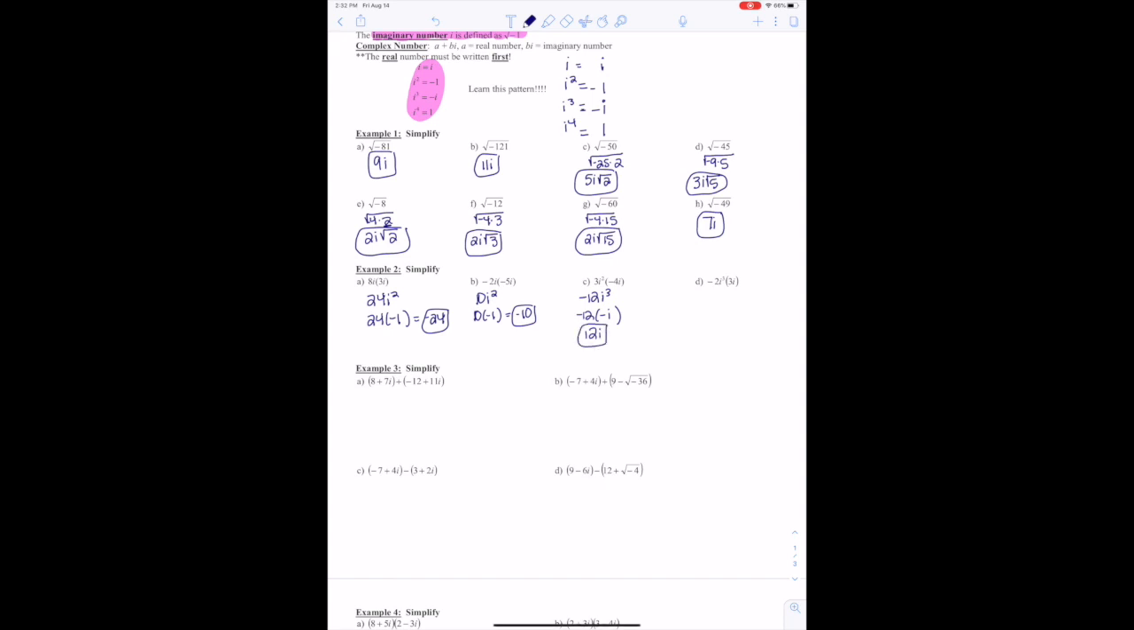For D, -2 times 3 is -6. i to the third and i gives us i to the fourth. i to the fourth is just 1. -6 times 1 is -6.